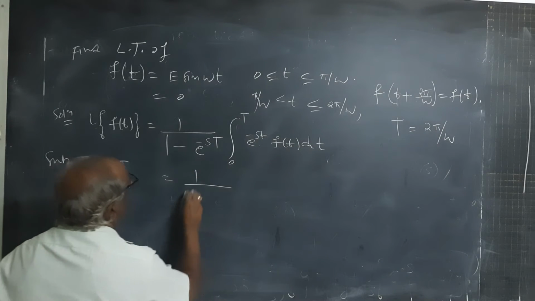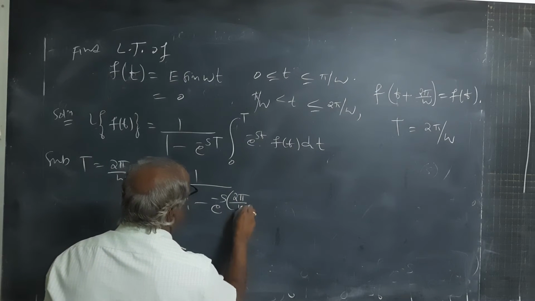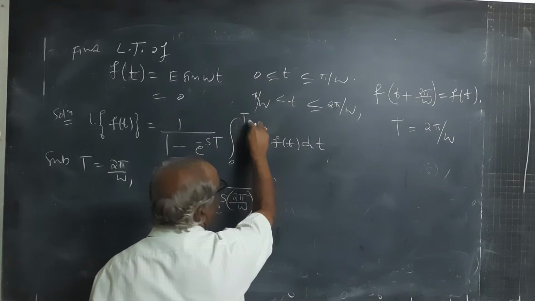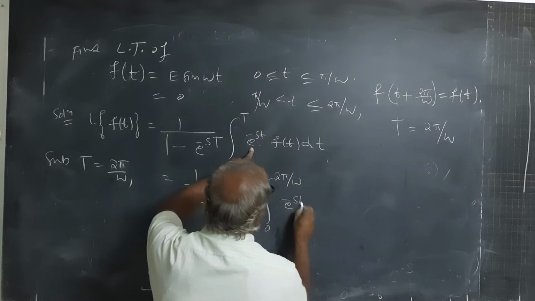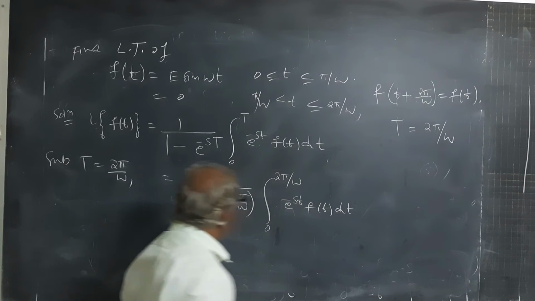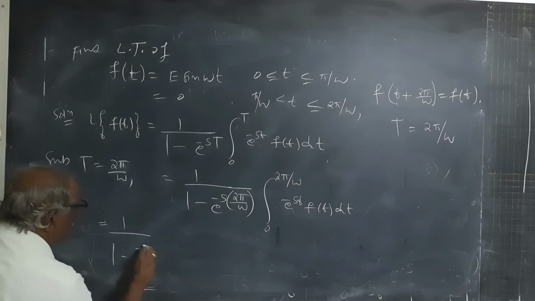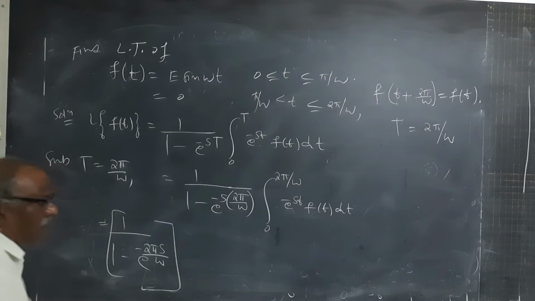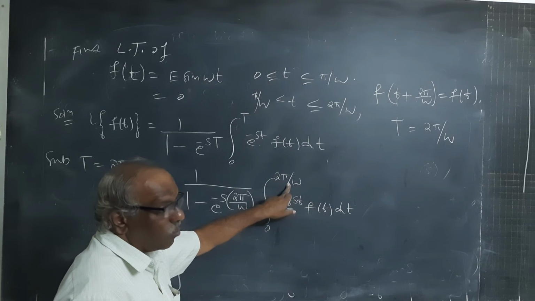Then what happens? 1 whole over 1 minus e to the power minus s into capital T, which is 2 pi by omega, integral 0 to capital T. What is capital T? 2 pi by omega, e to the power minus st into f of t dt. So therefore this is 1 whole over 1 minus e to the power minus 2 pi s by omega into, now 0 to 2 pi by omega is there.